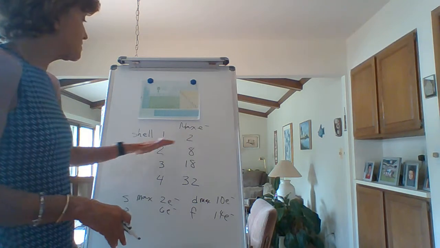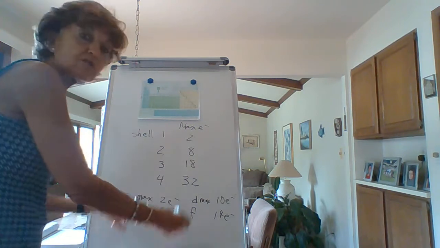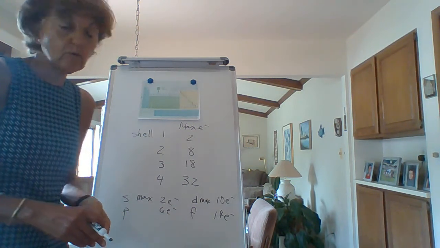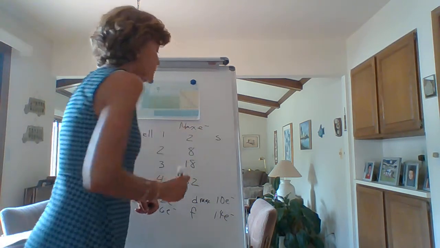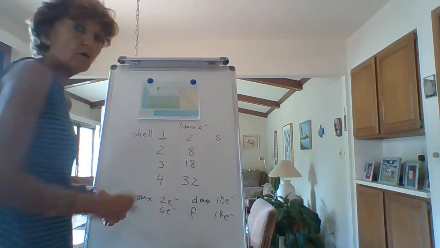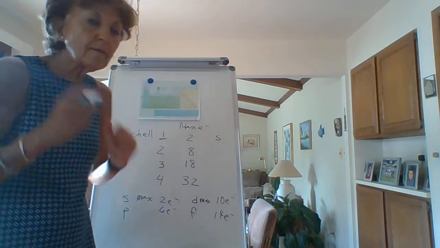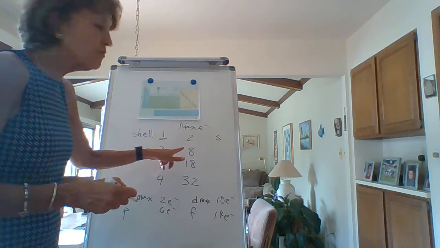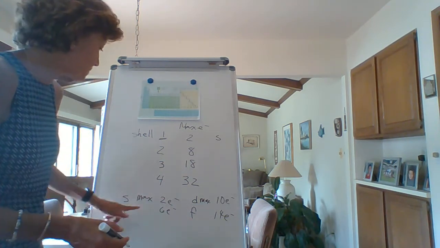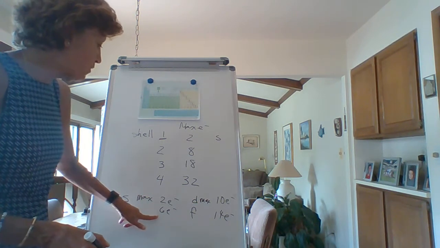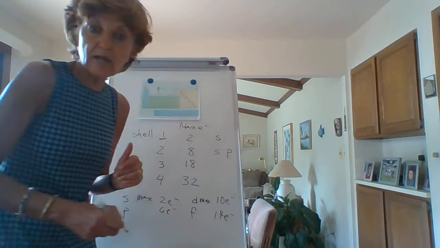So if we just said that shell number 1 holds a maximum of 2 electrons, which subshells do you think are located in shell 1? Well, the only one that can hold 2 electrons is S, so you have the S subshell in shell number 1, okay? You can't have any others because remember, first shell only holds 2 electrons. Okay, in shell 2, it holds a maximum of 8 electrons. So what subshells? Logically, you look over here, you see that S holds 2, P holds 6. So that means in the second shell, you can have S and you can have P.